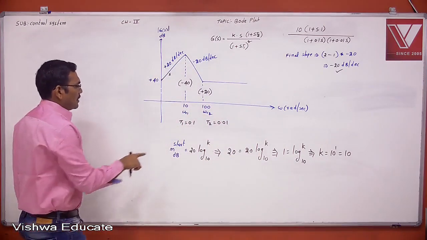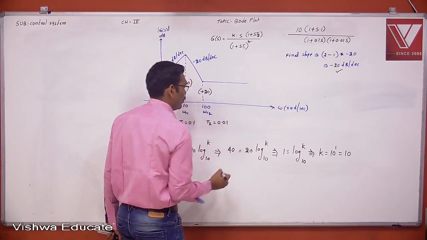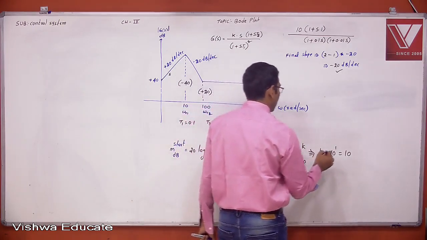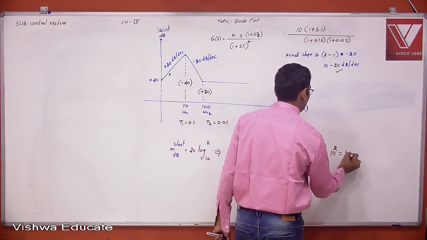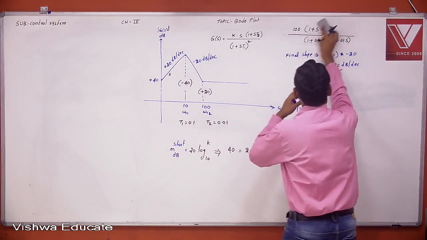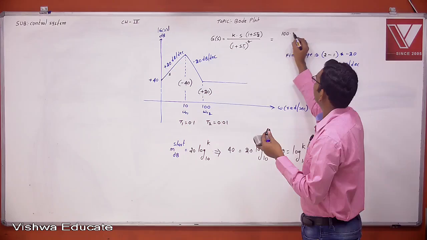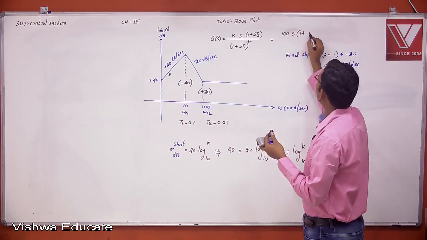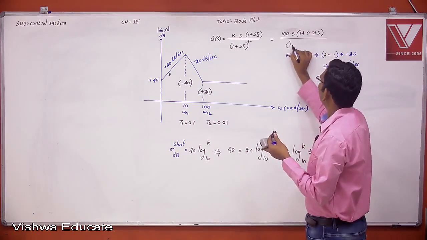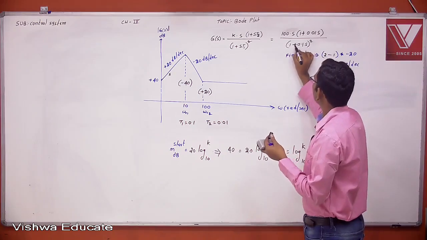Now, the starting magnitude is equal to 40, which equals 20 log k. So 2 equals log k base 10, k equals 10 power 2, which is equal to 100. Now the transfer function is equal to 100 into s into 1 plus 0.01 s, divided by 1 plus 0.1 s whole square. Is this one correct or not?